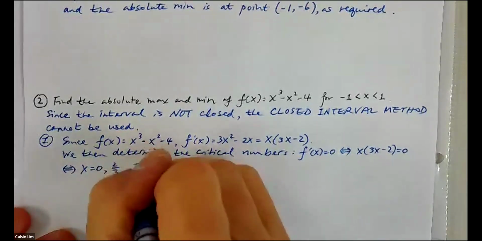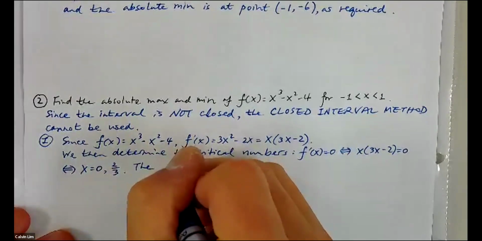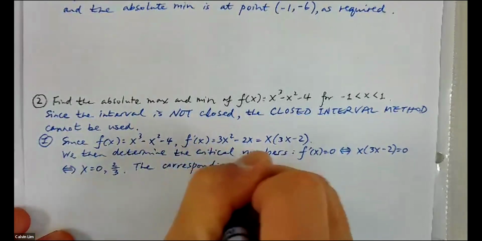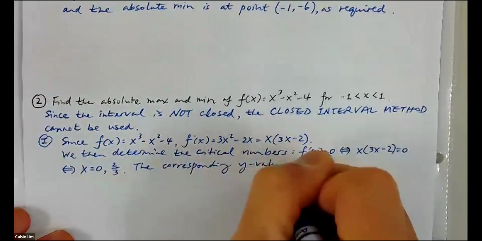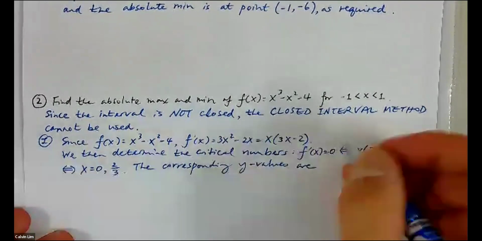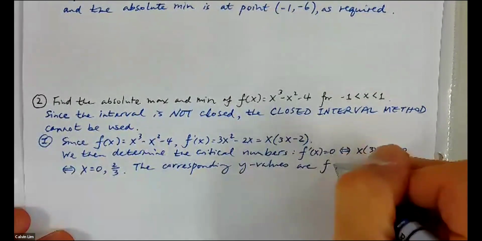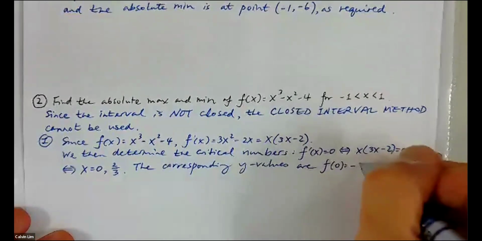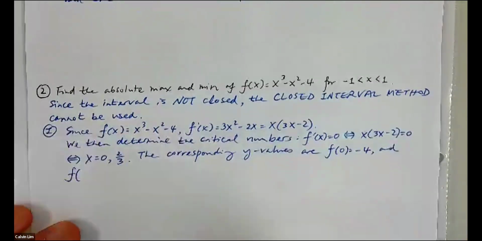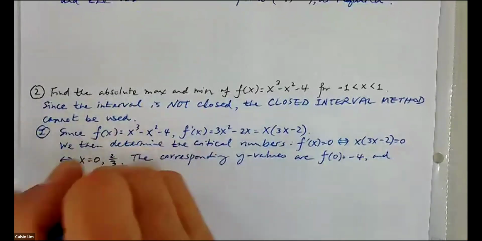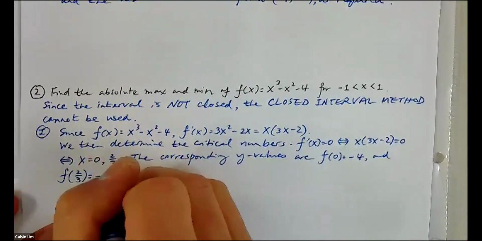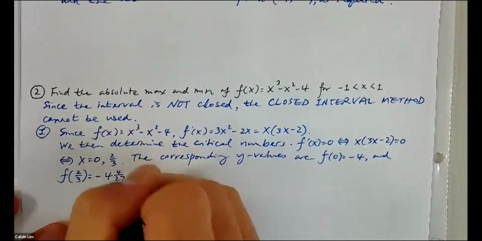And then you can find the corresponding y values. The corresponding y values are: f of 0 is -4, and f of 2/3, we calculated that, right? So that's -4 and 4/27.